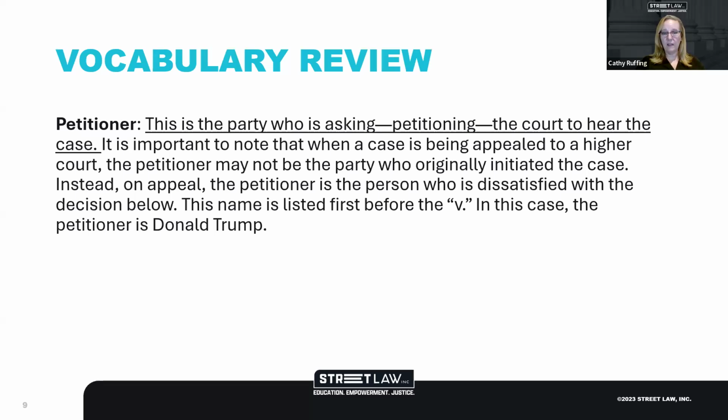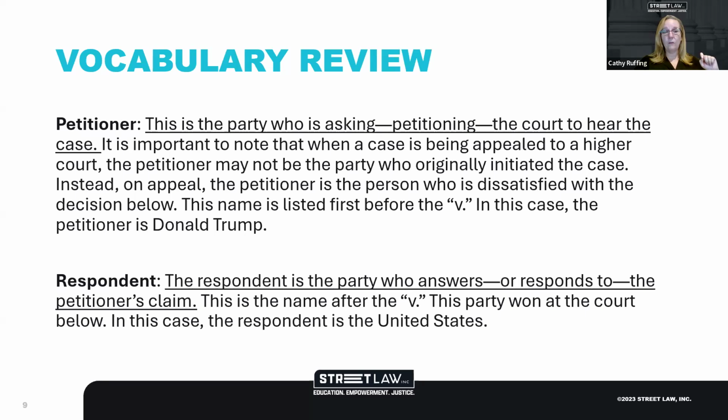You're happy with it. But if you're unhappy with it, you're going to want to take it to a higher court. So unless it is a rare original jurisdiction case in the Supreme Court, there's usually just one of those each term. The name before the V is going to be the person unhappy with the case below, petitioning the court to hear this case. And then the respondent is the person who has to respond to that. They would rather this case not be in the Supreme Court because they were successful at the court below. And that's the name after that. In this case, it's the United States.